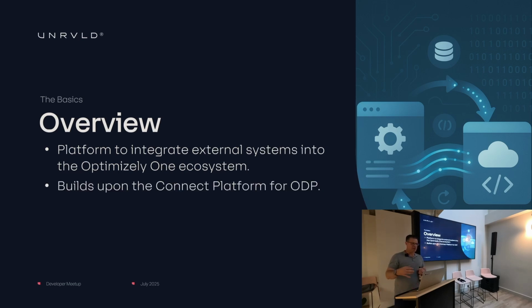It's built upon the current Connect platform for ODP, and my understanding is that the Connect platform for ODP is going to be maintained, and that may change over time, but they serve different purposes. The one for ODP is only for getting data into ODP, whereas OCP is about the whole wider Optimizely ecosystem. There are a number of pre-built apps that you can choose from, and that's going to extend over time. Or if what is on offer doesn't suit your needs, you can build your own as well.